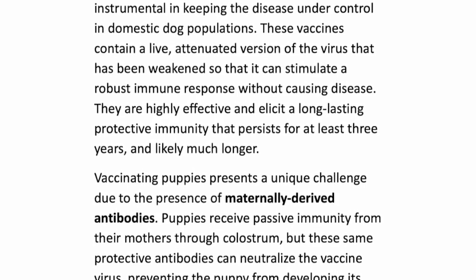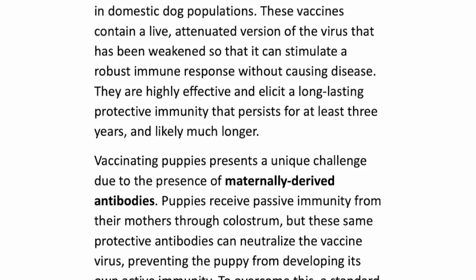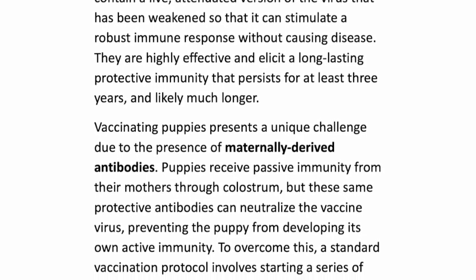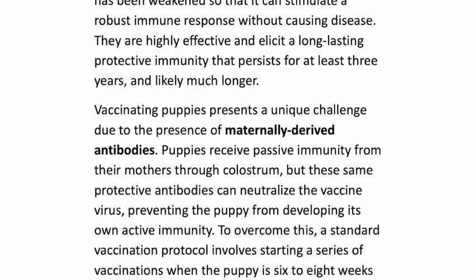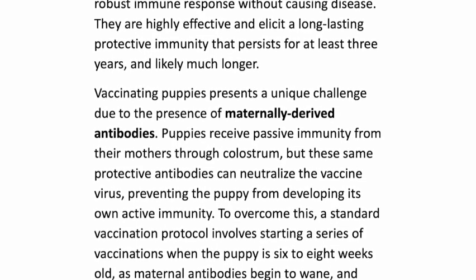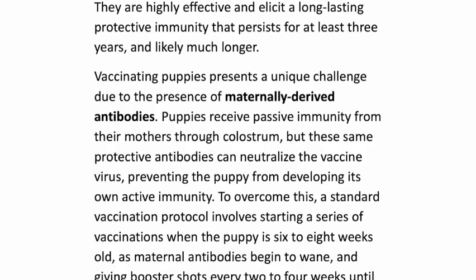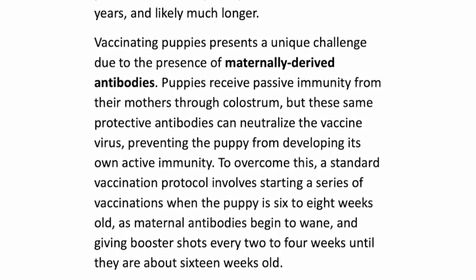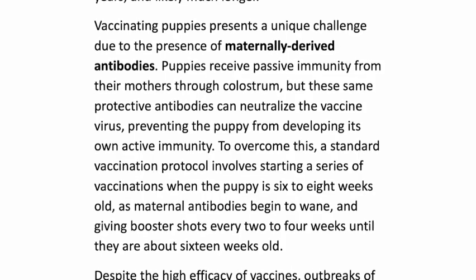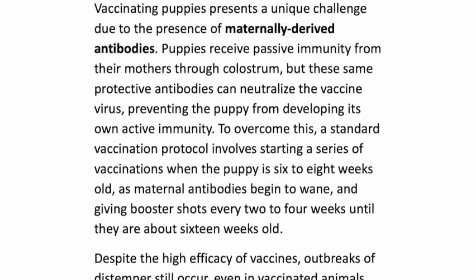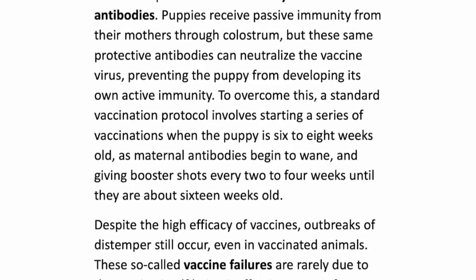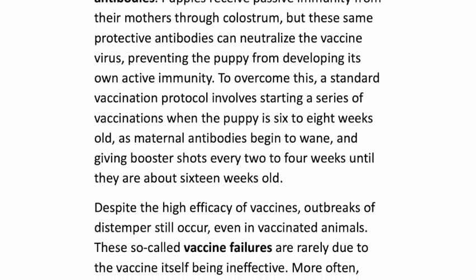Vaccinating puppies presents a unique challenge due to the presence of maternally derived antibodies. Puppies receive passive immunity from their mothers through colostrum, but these same protective antibodies can neutralize the vaccine virus, preventing the puppy from developing its own active immunity. To overcome this, a standard vaccination protocol involves starting a series of vaccinations when the puppy is 6 to 8 weeks old, as maternal antibodies begin to wane, and giving booster shots every 2 to 4 weeks until they are about 16 weeks old.